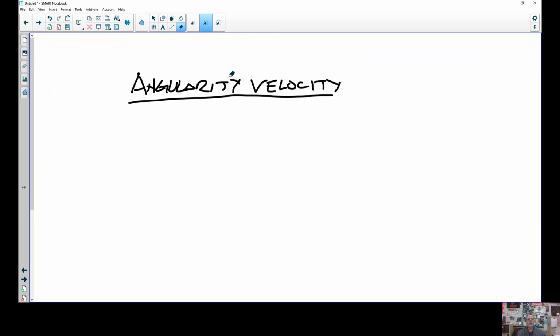Angular velocity. I just realized what I wrote there. I just want angular velocity. I kind of combined angular and velocity into one word. Sorry about that. Angular velocity.